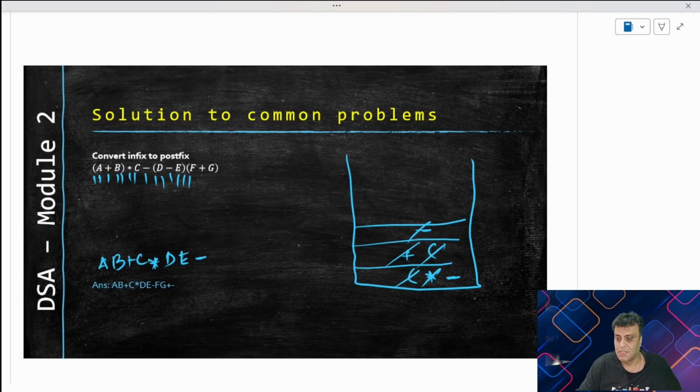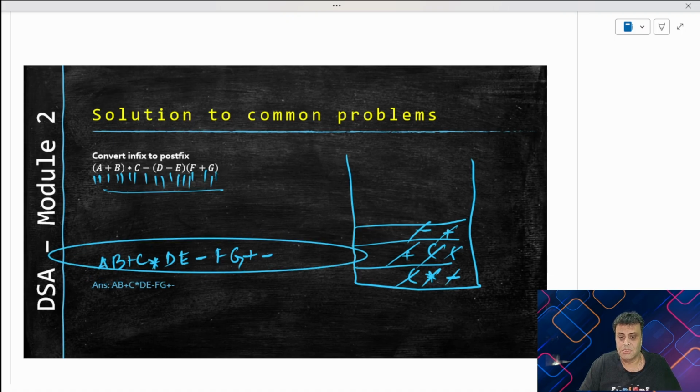Another bracket starts from here. Then we have an F, then we have a plus. F is done, plus we will put here. Then we have a G, we will put here, and then this bracket will take off this plus and this bracket. So we have a plus, bracket is discarded. We have ended this string, therefore this minus will also be popped out. And this will be your solution to the infix to postfix conversion.